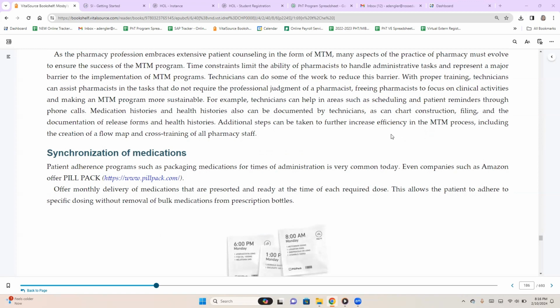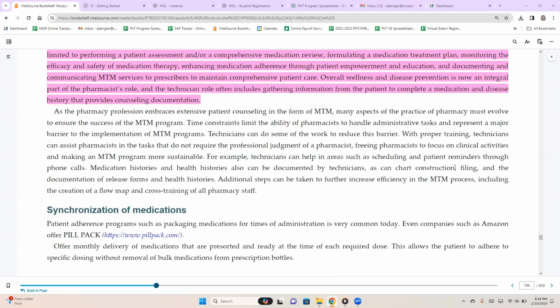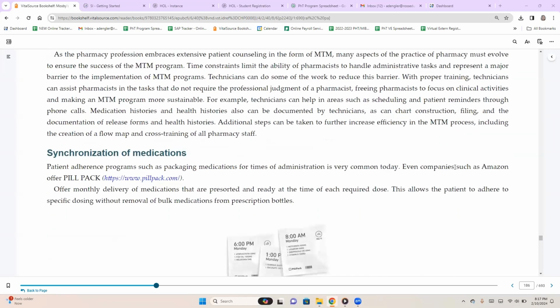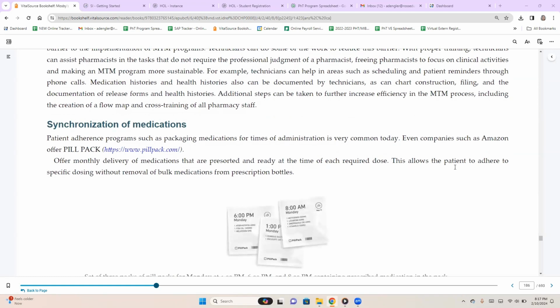So we can help with that by scheduling patient reminders, phone calls, doing the medication histories and health histories, filing and documentation of release forms and other things.